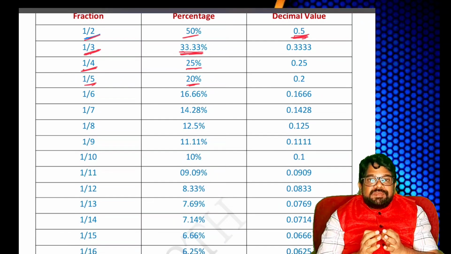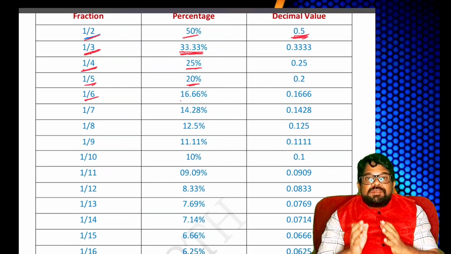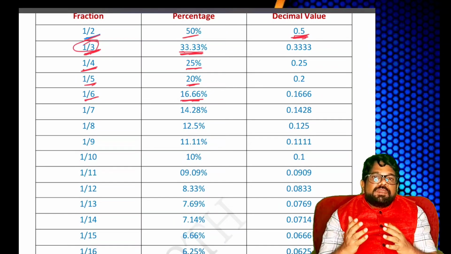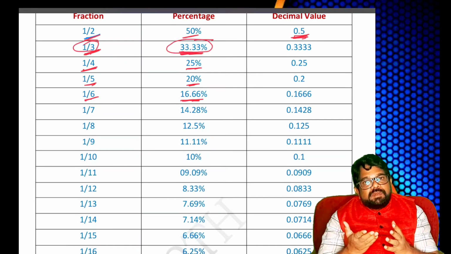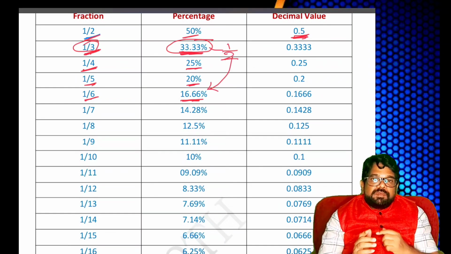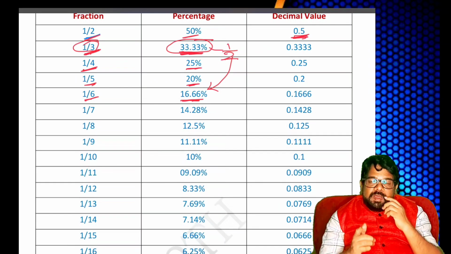Now 1 by 6 is 16.66%. But how can you remember 1 by 6? Half of 1/3. 1/3 we know is 33.33%. Half of that, how much you got? 16.66%. So 1 by 6 is 16.66%.